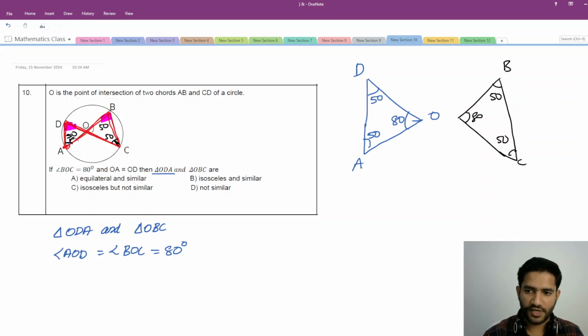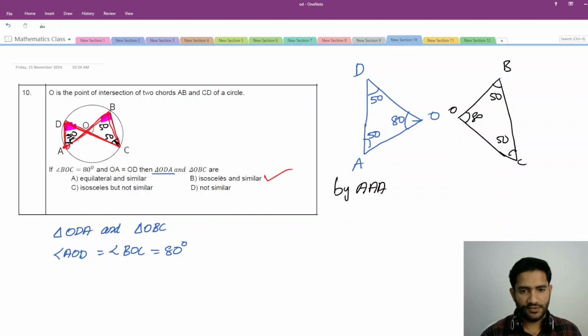Look here. In both these triangles, the angles are equal. So by the AAA criterion, these two triangles are similar and isosceles. So we have used angles in the same segment and the isosceles property. Okay, so isosceles and similar.